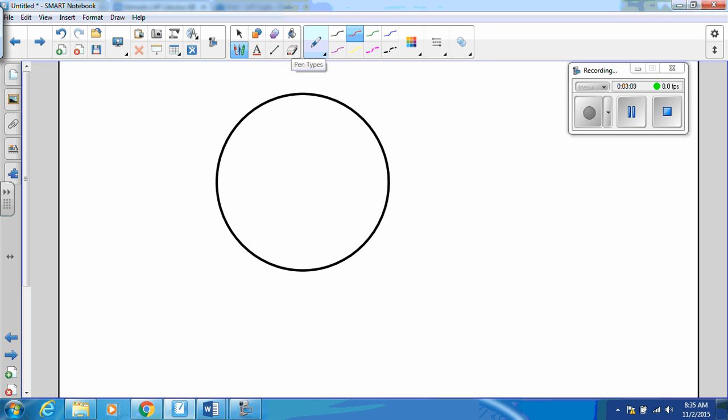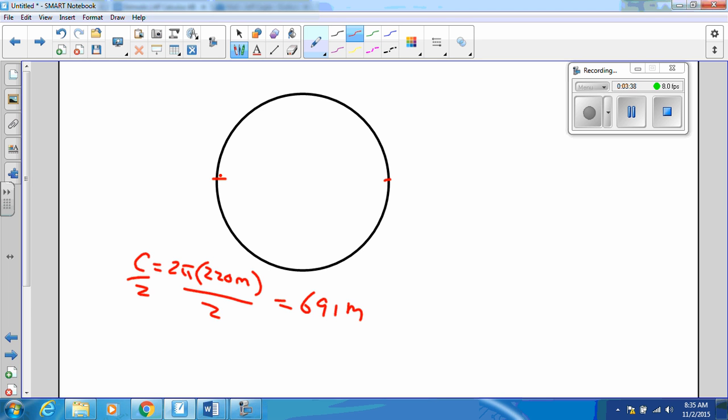Well, first I have a halfway point. I'm halfway around, so we'll have them start from here. I did the circumference, which is 2 pi times 220 meters, and then I divided it by 2, which comes out to 691 meters.